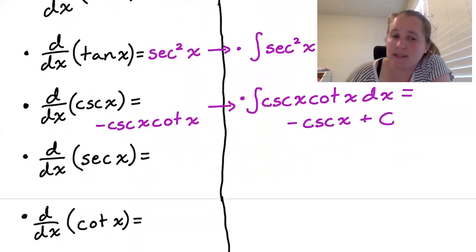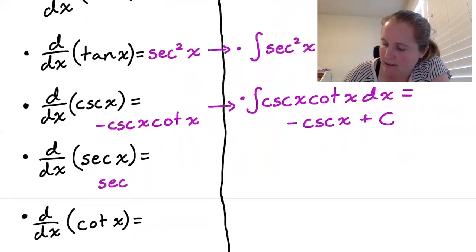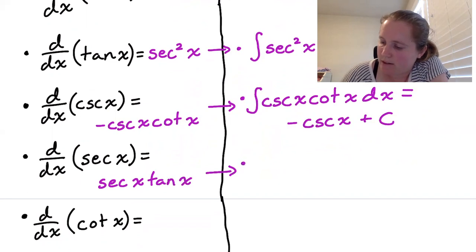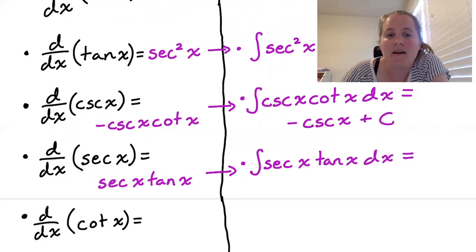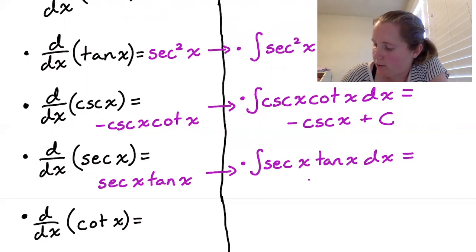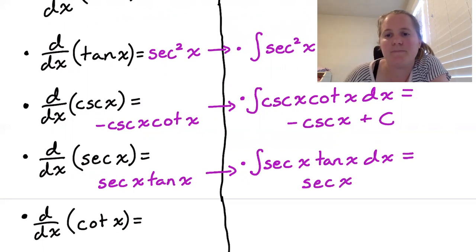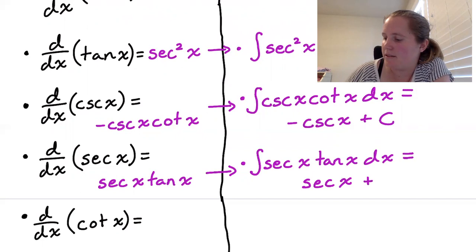The derivative of secant of x was secant x tan x. So when we take the integral of secant x tan x dx, we should get back out precisely what we originally started with, our secant of x, and then plus c.